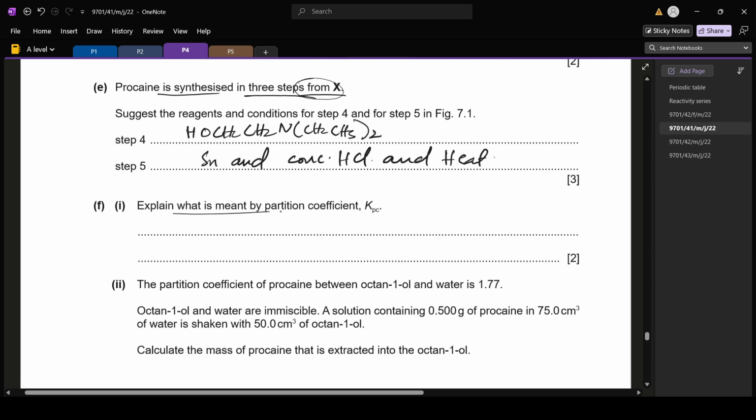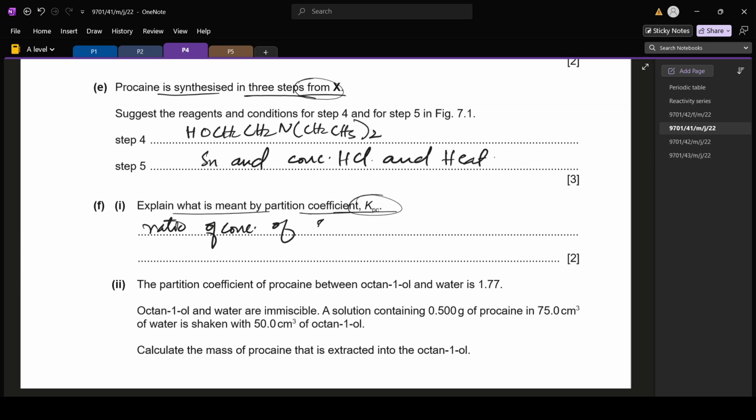Moving towards the next part, part F. What is meant by partition coefficient KPC? This is the ratio of the concentration of solute in two immiscible solvents at equilibrium. Ratio of concentration of solute in two immiscible solvents at equilibrium.